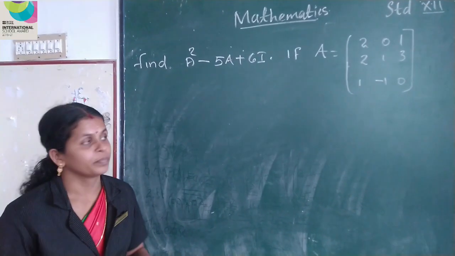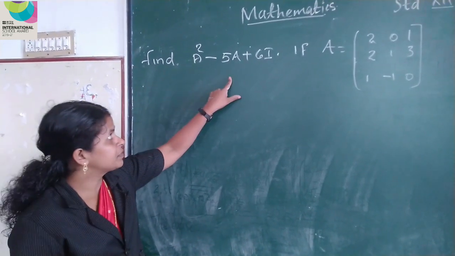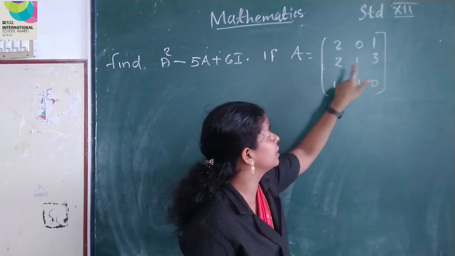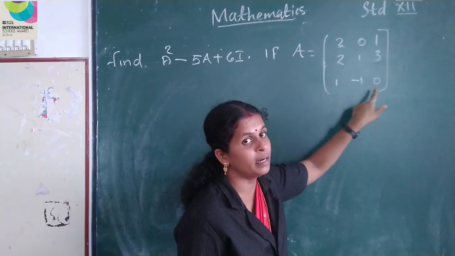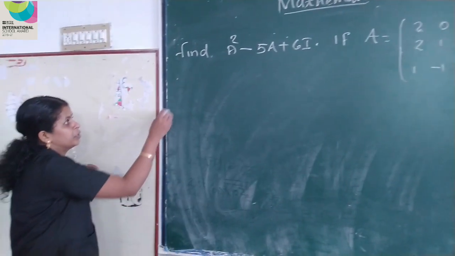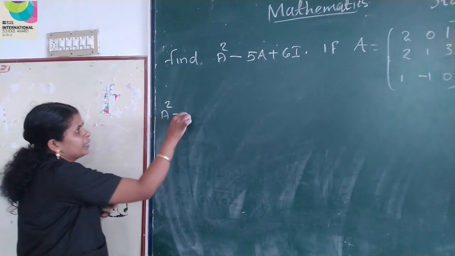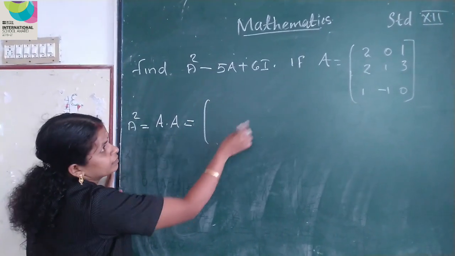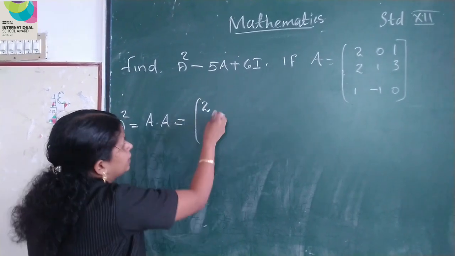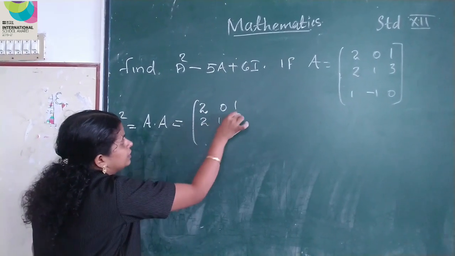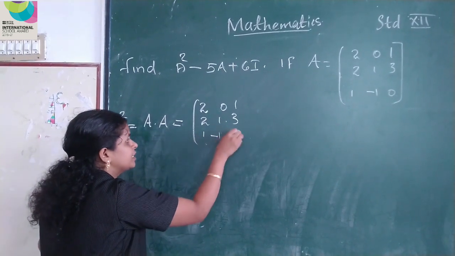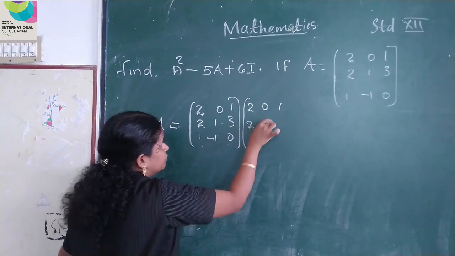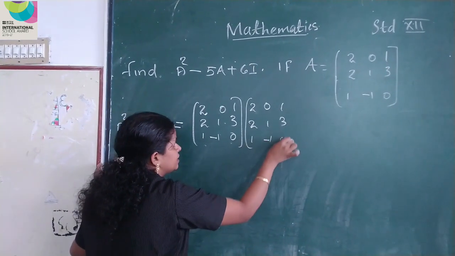Let's do a problem. Find A square minus 5A plus 6I if A is equal to the matrix 2 0 1, 2 1 3, 1 minus 1 0. So first we have to find out A square. What is A square? A square means A into A. So A is equal to the matrix 2 0 1, 2 1 3, 1 minus 1 0, into A, again 2 0 1, 2 1 3, 1 minus 1 0.